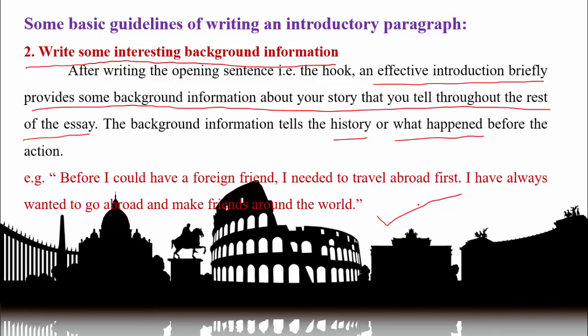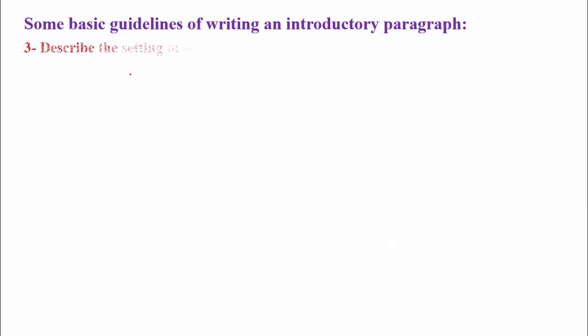So in the example that I have just presented, the narrator is giving us some background information and preparing us for the main event. In this example specifically, traveling abroad and making friends around the world was something on the narrator's to-do list.